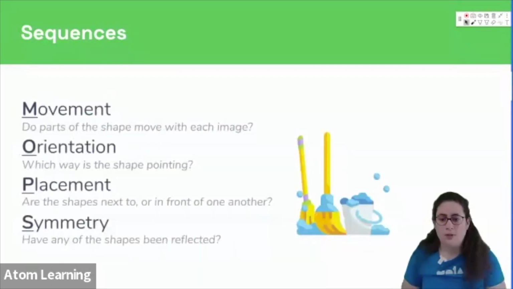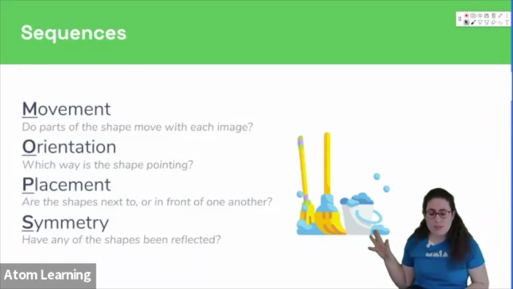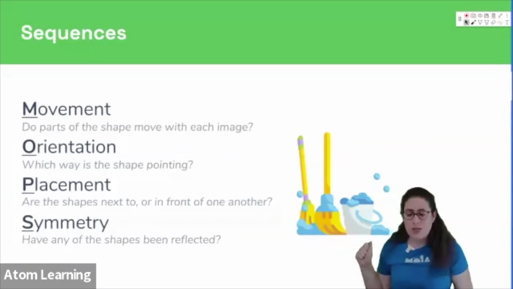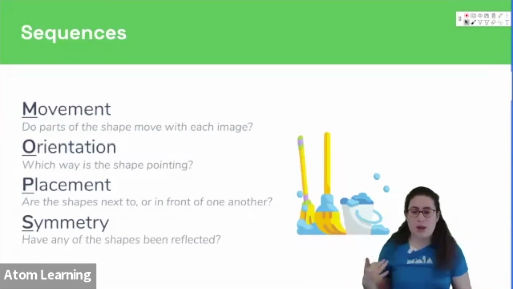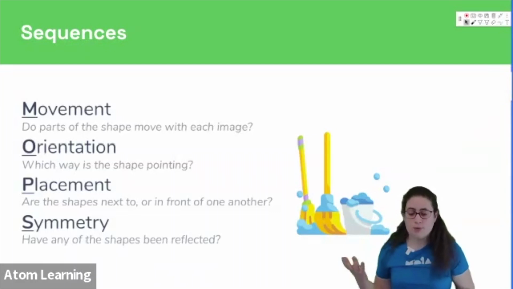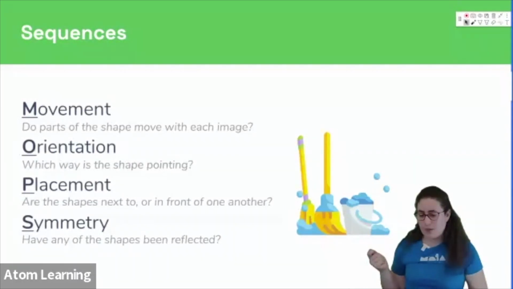So moving on. Here is a little bit more detail on that MOPS mnemonic in case it comes up. So M stands for movement. This means, do parts of the shape move with each image? Is that one of the things that maybe links the shapes, or is that one of the things that, on the contrary, separates the shapes? And then what do we have?